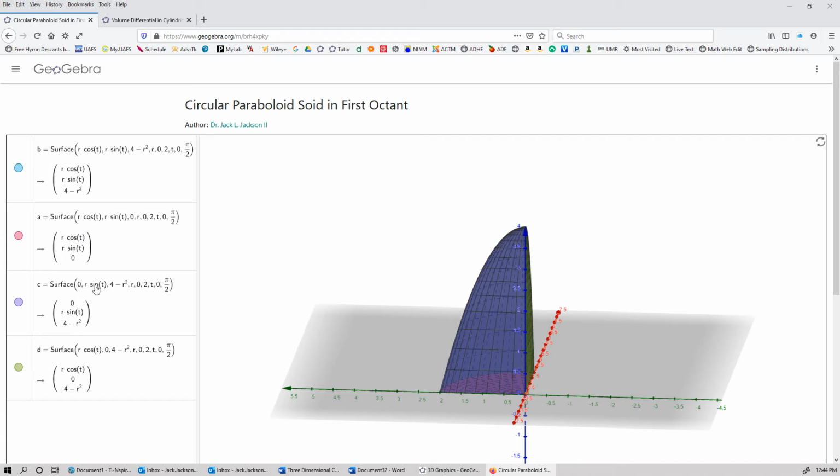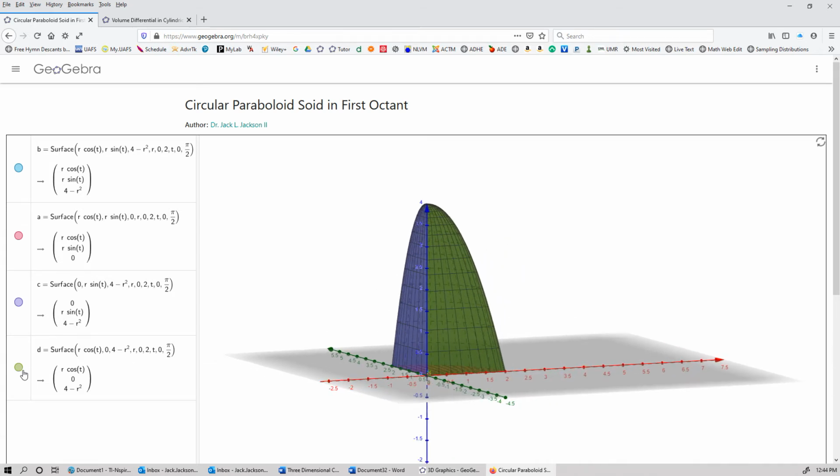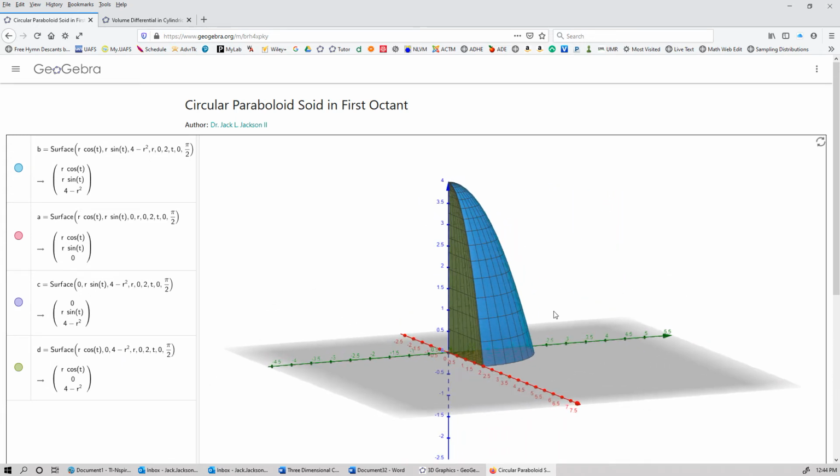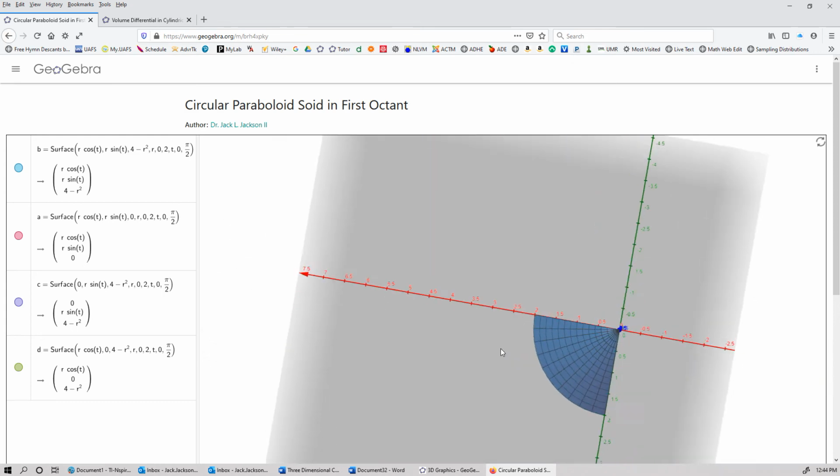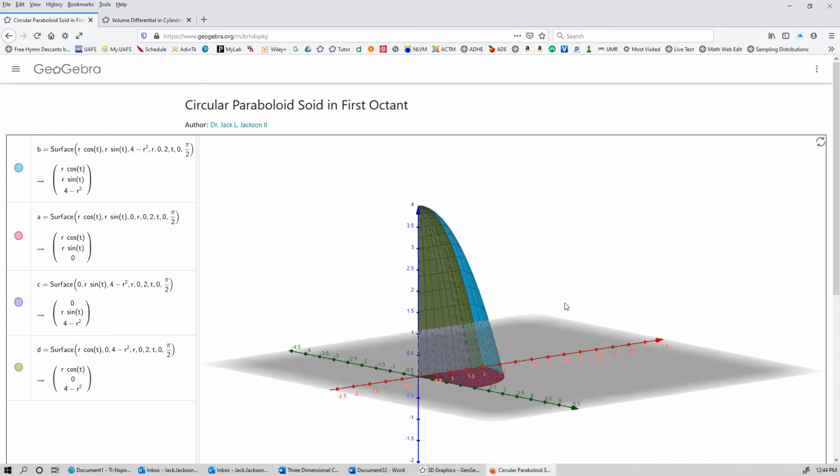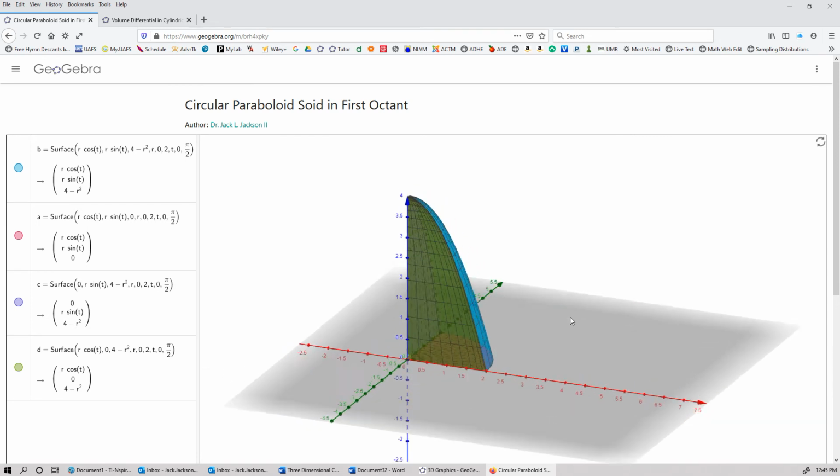So x is 0, r sine of t is y, and then we want to go up to z equals 4 minus r squared. Again, we use the same limits on r and t, and so that gives us this surface. And then the green one is left. That's this one down here. I guess you could look at the color coding here too to see it. It's a surface where x is r cosine of t, y is 0, and z is 4 minus r squared. Again, same range for r and t, and that gives us this. So that gives us our four surfaces that bound the region. Of course, the domain is all of that plus everything that's inside of that.